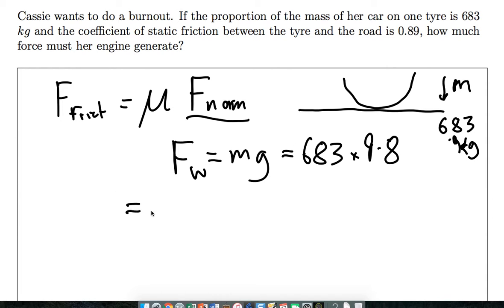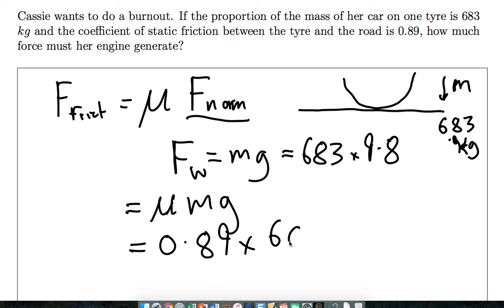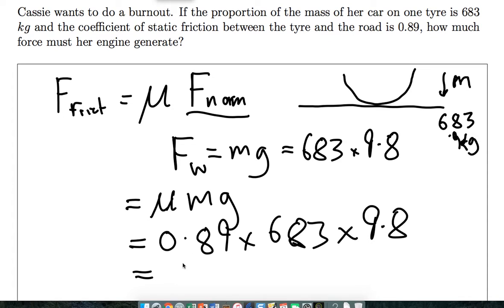But let's do it in pronumerals instead. So mu times mg. The frictional coefficient, remember, which has no units, times the mass times g. So 0.89 times 683 times 9.8 equals 5957 newtons. So now that's a value, that's the threshold value.